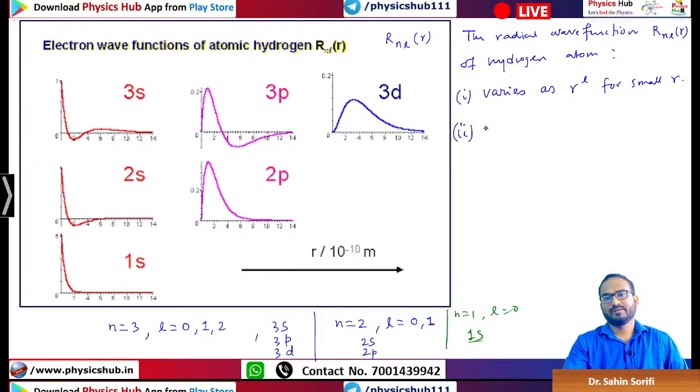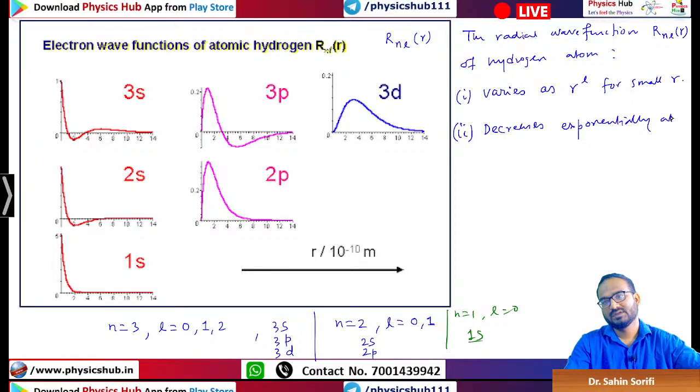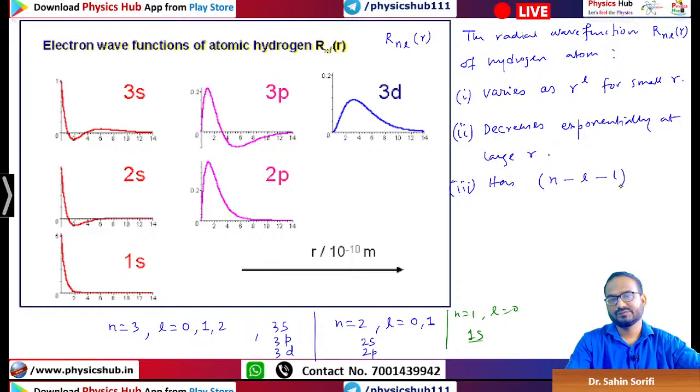Number two, it will decrease exponentially at large r. Number three, it has n minus L minus 1 radial nodes. Radial nodes means the radial part of the wave function vanishes this many times. Radial nodes not including r equals 0, because at r equals 0 almost everywhere it is 0. So that node is not considerable.